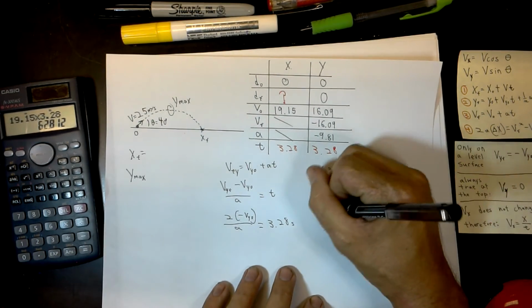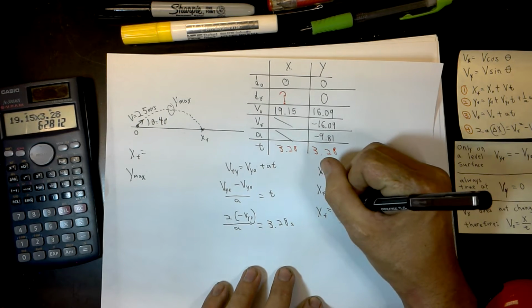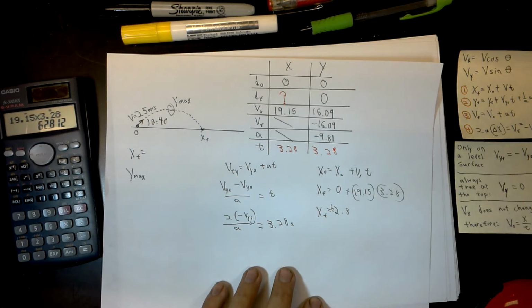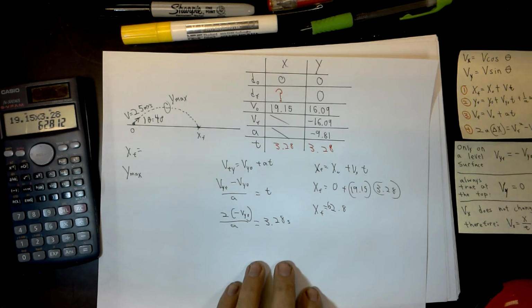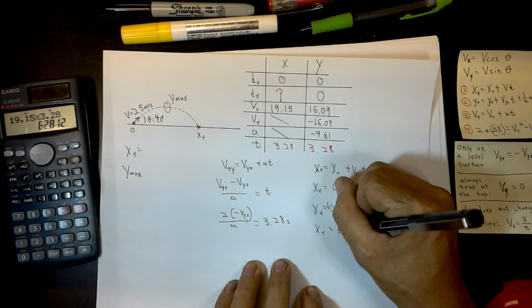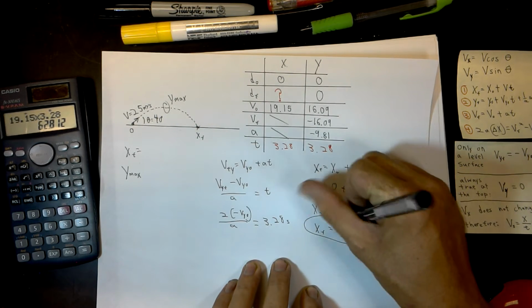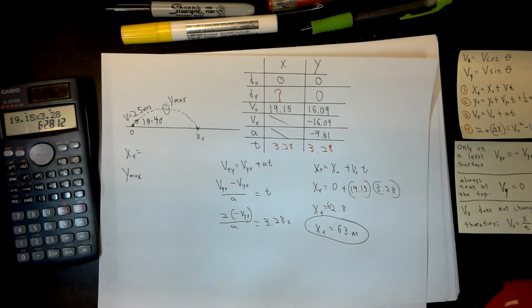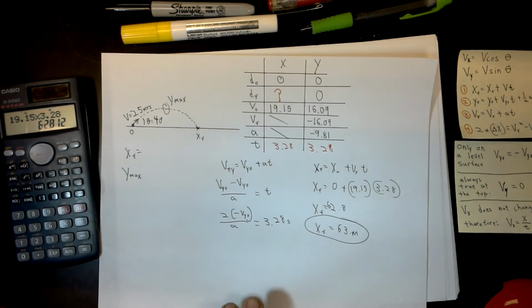62.8 meters. Oops, 62.8. Can't write. There we go. Now, of course, I want that in 2 sig figs, so I'm going to put the final distance is equal to 63 meters, with the units, of course. Just like you would do if you were taking a quiz in AP Physics 1 Monday morning, something like that. That'd be pretty neat.